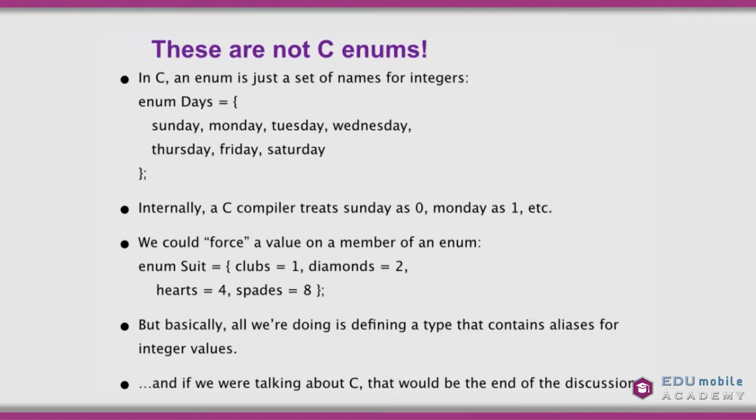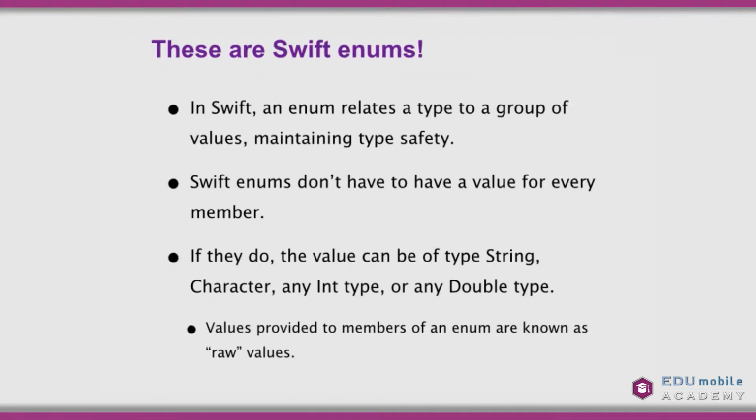But in C, we could force a value on a member of an enumeration, something like an enumeration of suit: clubs 1, diamonds 2, hearts 4, spades 8. We can do that in Swift as well. But basically, all we're doing in C with an enumeration is defining a type that contains aliases for integer values. And if we're talking about C, we would stop right there because that's all you need to know. But we're not talking about C, we're talking about Swift.